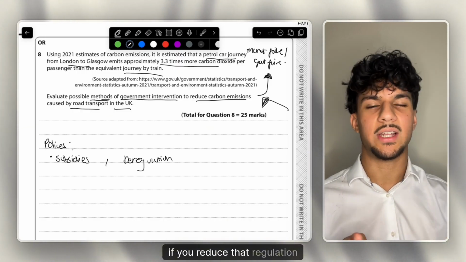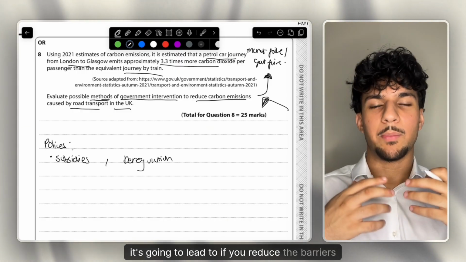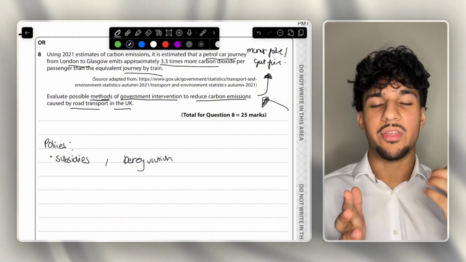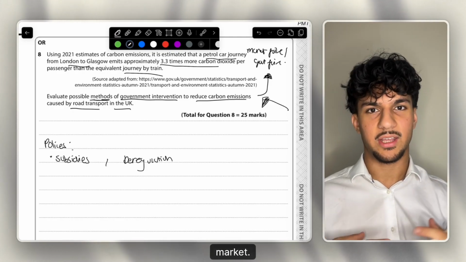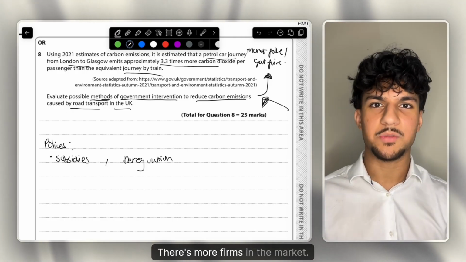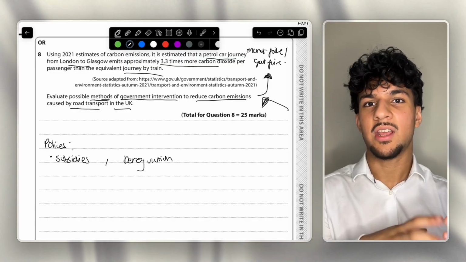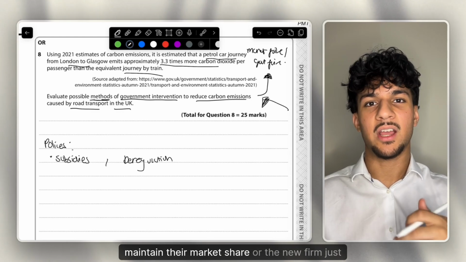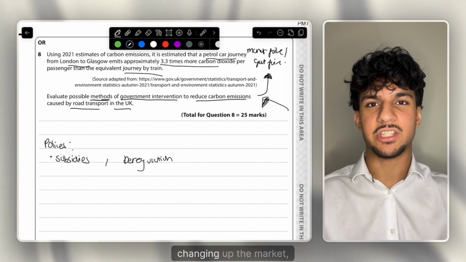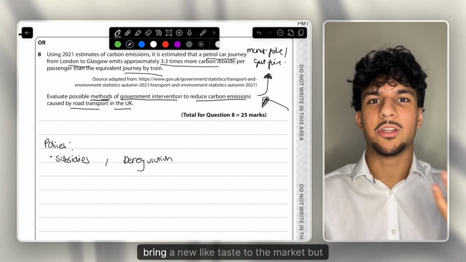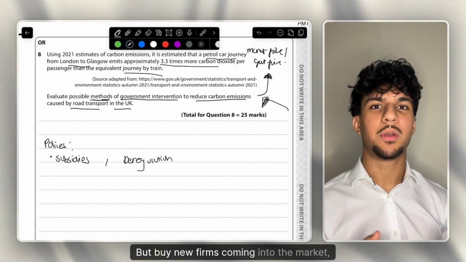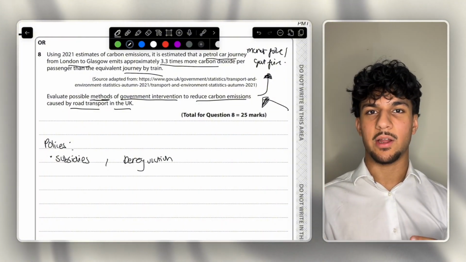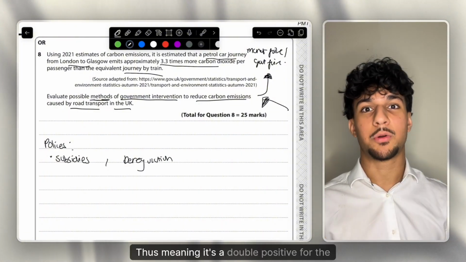If you reduce that regulation, if you reduce the barriers to entry, it's going to be easier for new entrants, new firms to enter the market. This will therefore increase competition in the market. And when there's more competition in the market, there's more firms in the market, it can definitely lead to innovation. It can lead to the incumbent firms being forced to innovate to maintain their market share, or the new firms just coming in and changing up the market, bringing a new taste to the market. But by new firms coming into the market, it can lead to investment into these electric cars, into these electric vehicles, thus meaning it's a double positive for the government.